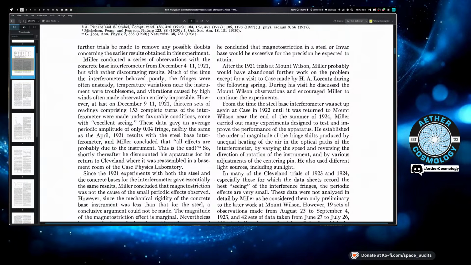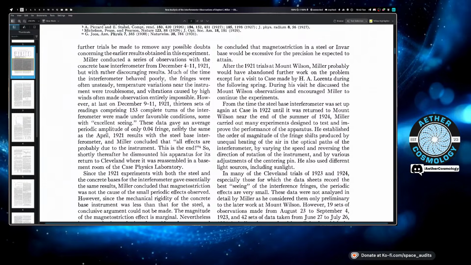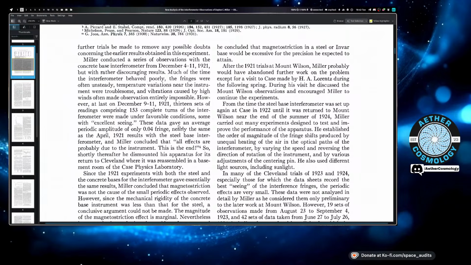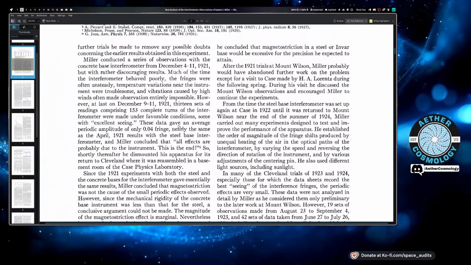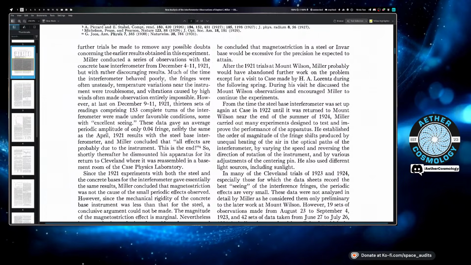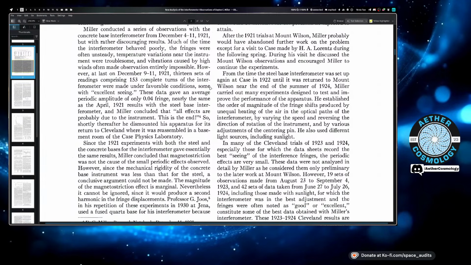After the 1921 trials at Mount Wilson, Miller probably would have abandoned further work on the problem, except for a visit to Case made by Lorentz during the following spring. During this visit, he discussed the Mount Wilson observations and encouraged Miller to continue the experiments. Shout out to Lorentz, a true homie.